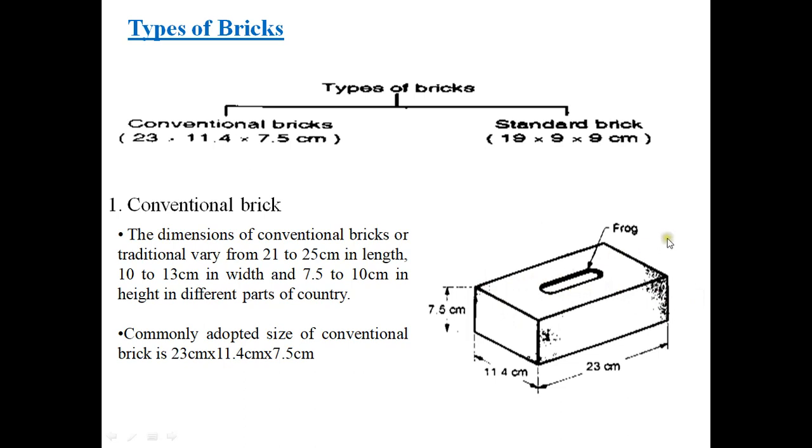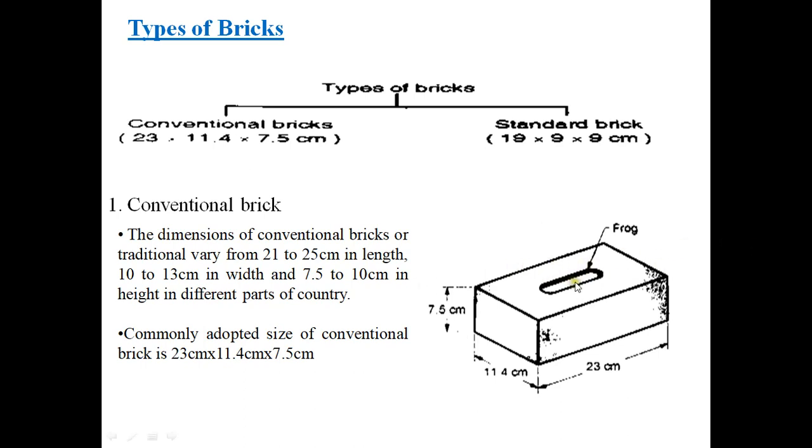And one more thing, in this image you can see that a frog is there. In the previous slide we have already discussed it. The frog you can see at the central portion is nothing but a depression provided on the top surface of the brick. So why is this depression provided? It is provided only for the interlocking purpose.